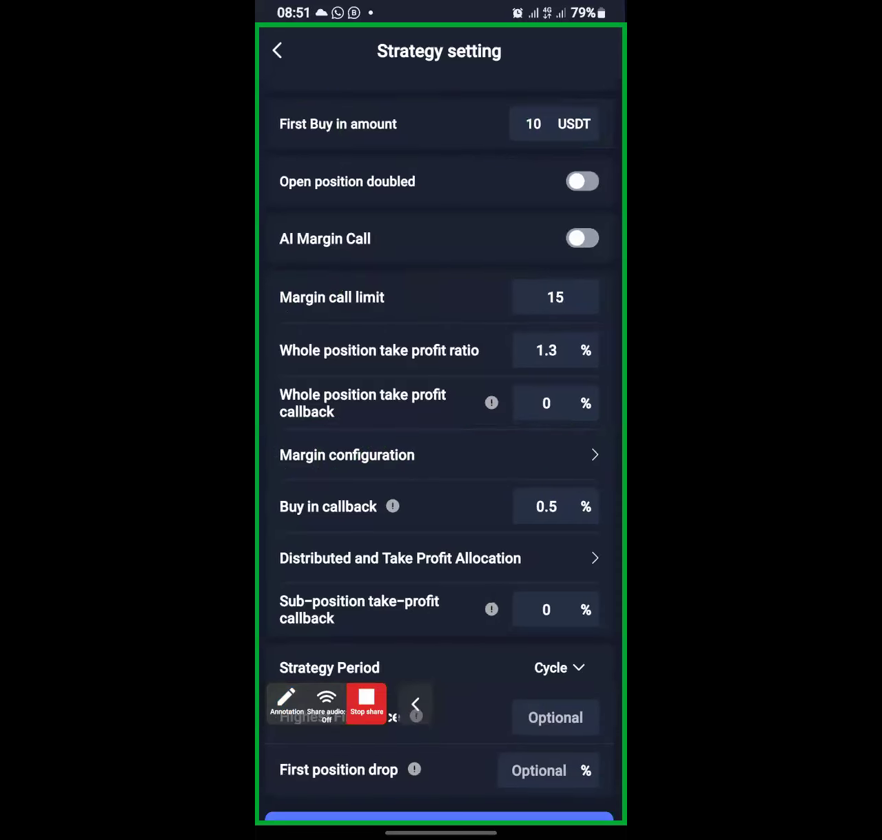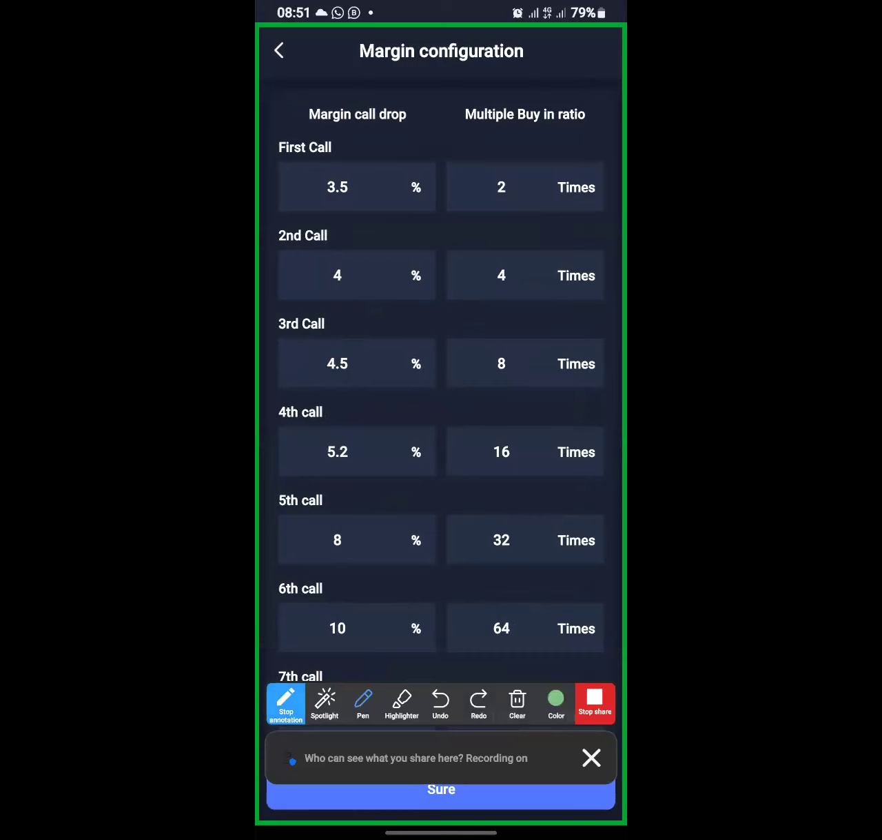Let's go to margin configuration. Margin call drop simply means, as they have explained, the percentage at which you instruct your bot to buy every time it moves down by the calls you put there. Then the multiple buying ratio are the times the robot is supposed to buy according to what you've instructed, which are the instructions you're giving the bot according to your first buying amount.